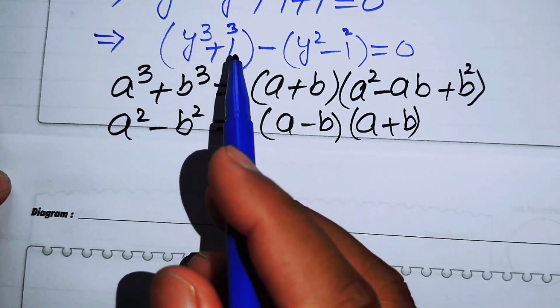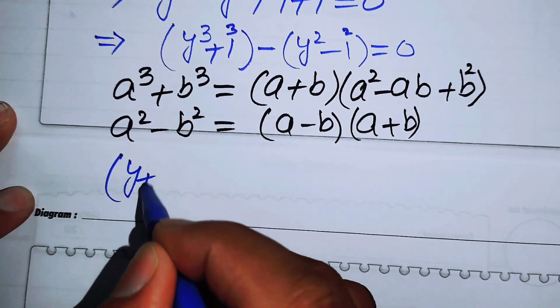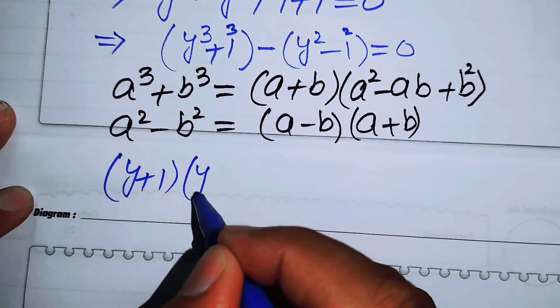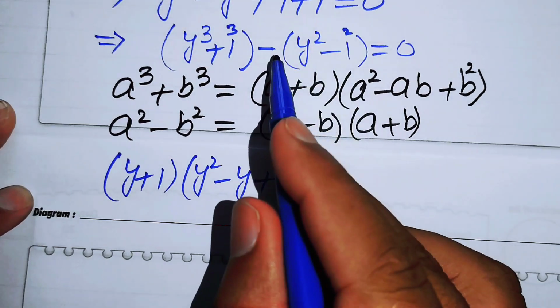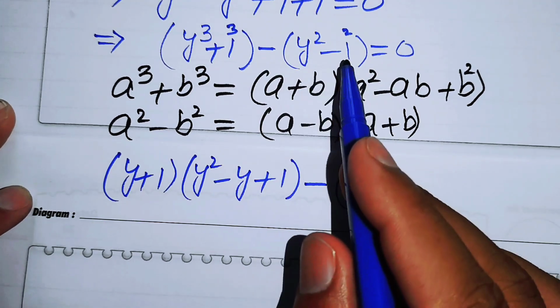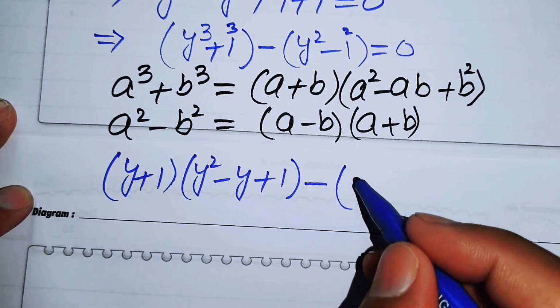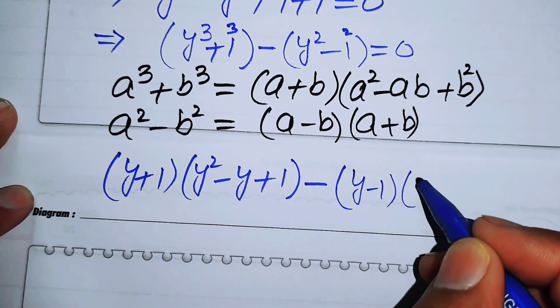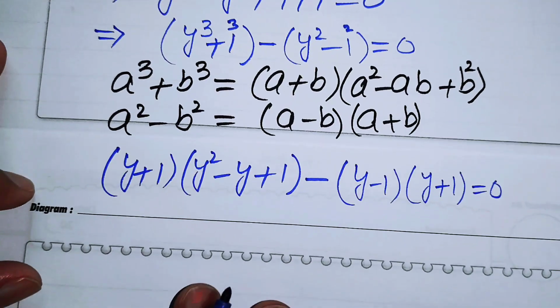So here you have y cubed plus 1 cubed, so it becomes y plus 1 times y squared minus y plus 1, and here you have a minus sign, and minus times y squared minus 1 squared. We can use this formula here, and you get y minus 1 times y plus 1 is equal to 0.